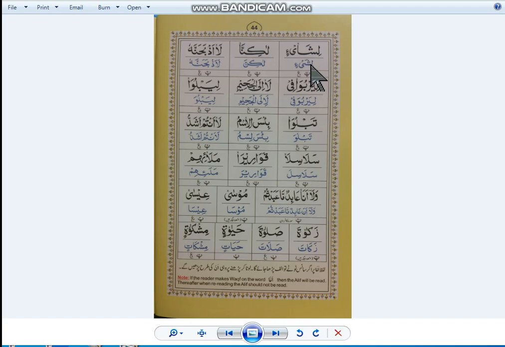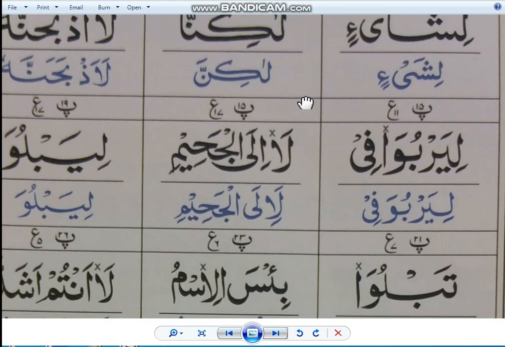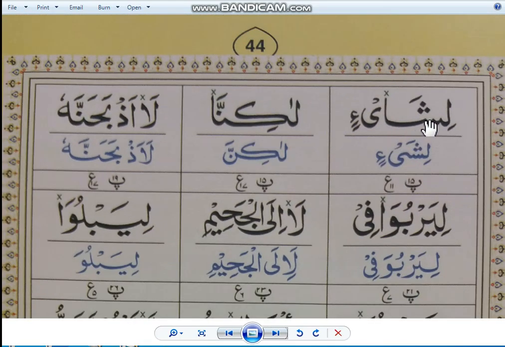Page 44. Li shay in. So remember we said we will skip the alif if it has a cross on it or a zero. Li shay in.